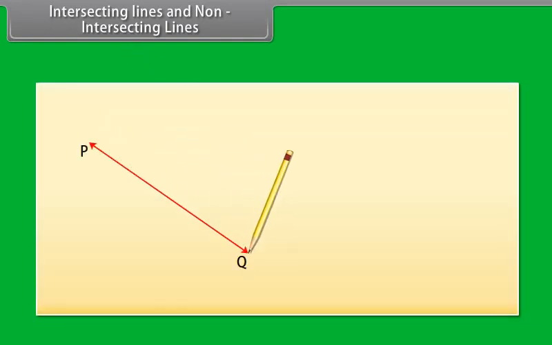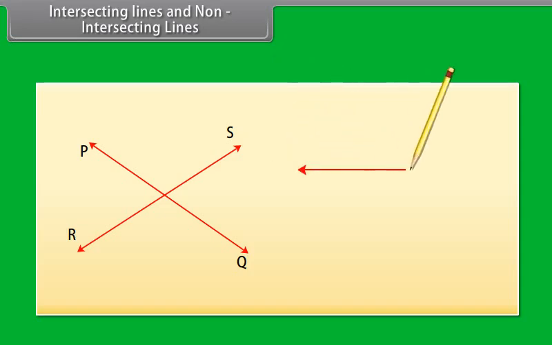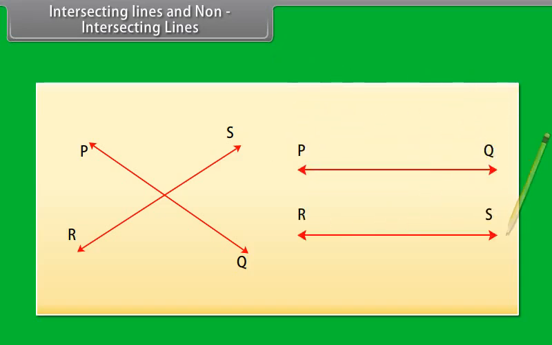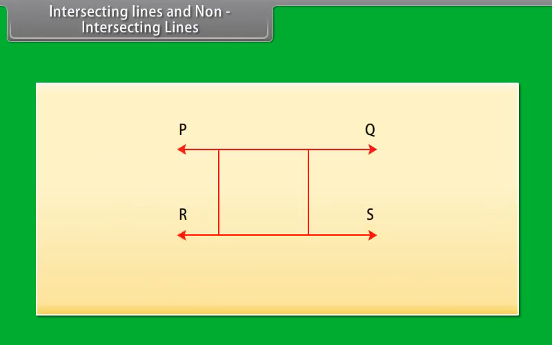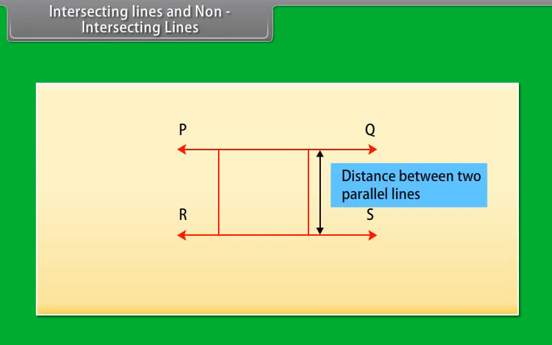Intersecting lines and non-intersecting lines. Now let us draw 2 different lines PQ and RS on a paper. We can draw it in this way also. We have seen that we can draw them in two different ways. These are intersecting lines and these are parallel lines. And the length of the common perpendiculars at different points on these parallel lines is the same. This equal length is called the distance between two parallel lines.